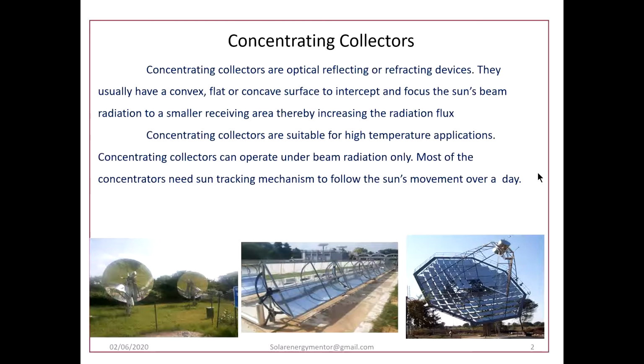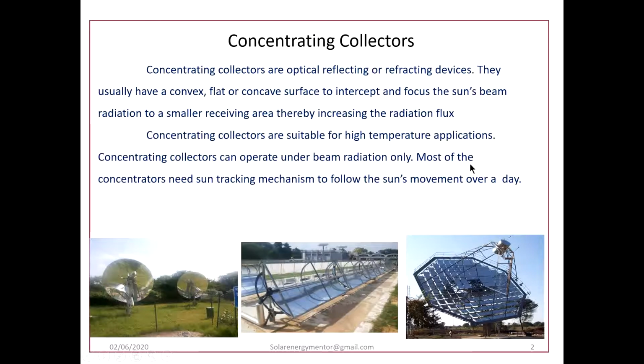Concentrating collectors are optical reflecting or refracting devices. They usually have a convex, flat, or concave surface to intercept and focus the sun's beam radiation to a smaller receiving area, thereby increasing the radiation flux. Concentrating collectors are suitable for high temperature applications.